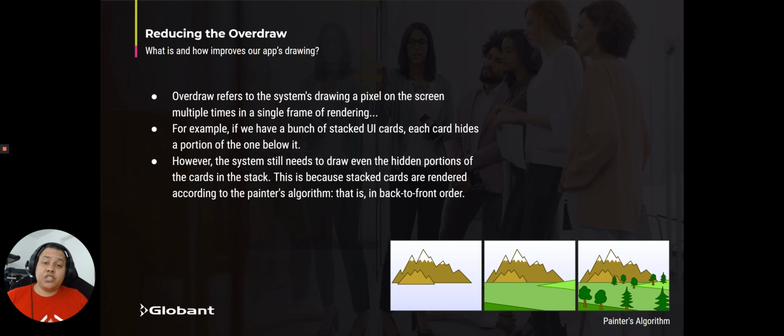On the right image below, we're going to be seeing an example of the painter's algorithm, which is going to be drawing on screen a couple of mountains, then it's going to be putting a layer of grass on top of the mountains, and then a layer of trees on top of this grass. This is what is known as the painter's algorithm, but this represents an issue on our Android apps.